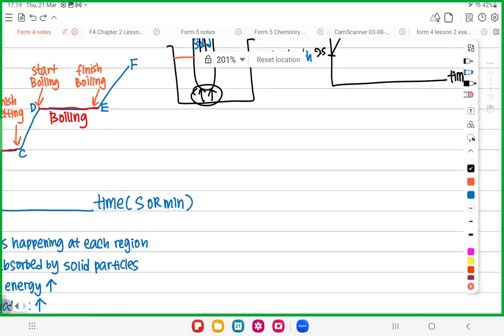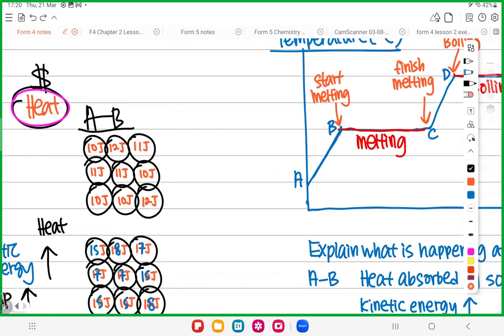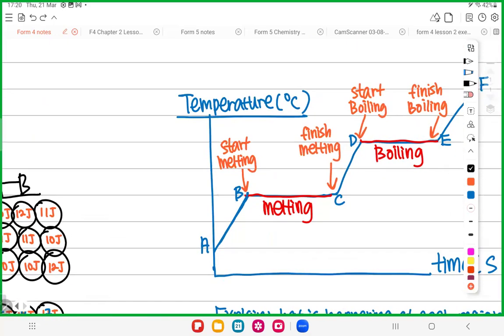Come, let's start. So you see, now I put it into 5 areas, A to B, B to C, C to D, D to E, and E to F. Okay, everyone, let's start with the simple one, A to B. A to B is the part when you heat the solid, right? Because melting has not started yet, everything should be in solid form. When you heat the solid, temperature goes up. Why does the temperature go up when you heat the solid?